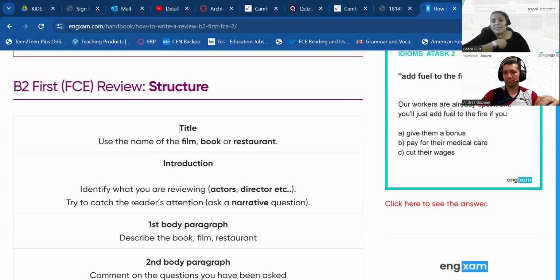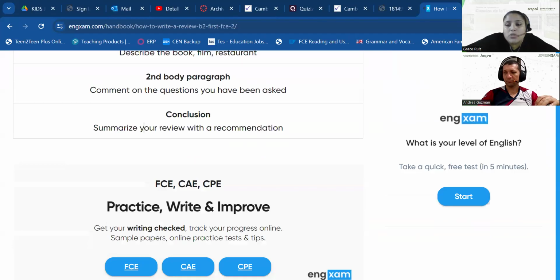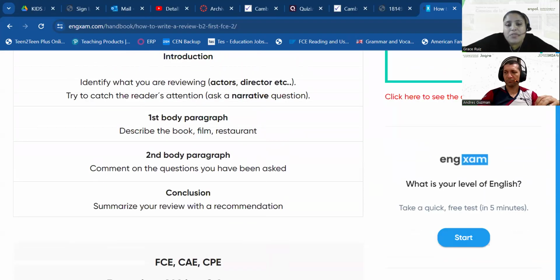Yeah, in here, that's what I'm saying. This is what the website considers it could be possible. I would suggest to use something more creative. That's my idea. But in here it says that. Okay. Then we're going to do an introduction. In the introduction, we're going to identify what you are reviewing. You're going to state what is it that you're reviewing. You're reviewing a movie, a book, a restaurant. What is it that you're doing? Yeah. And then you need to try to catch the reader's attention.